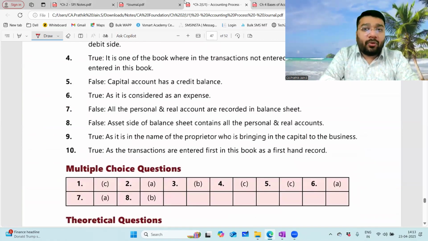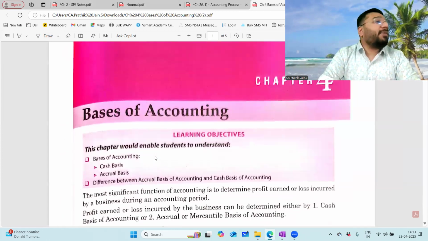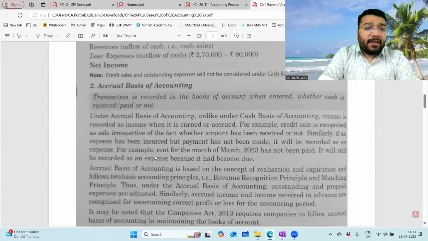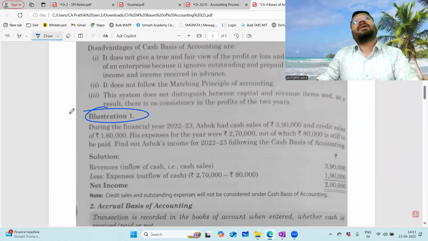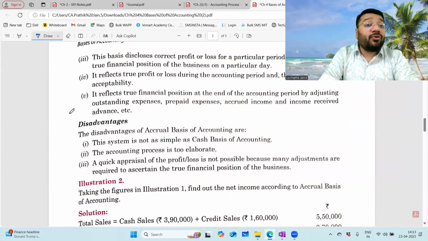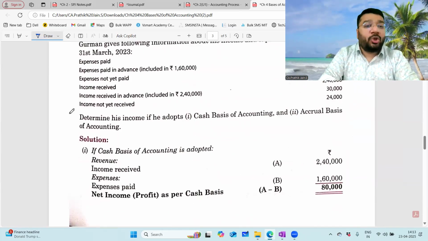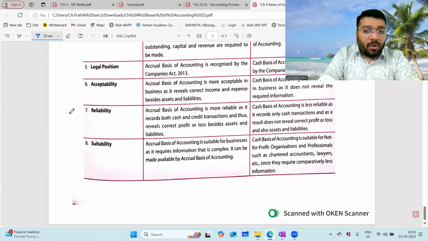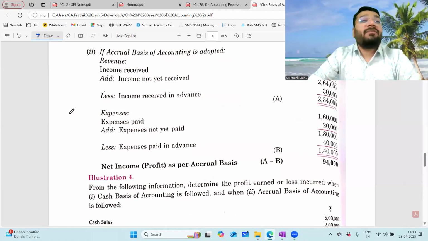Now, there's one more book that I'm going to give you, not book, PDF. This is chapter 4 of your TS Grewal book, which is called Basis of Accounting. Today morning, we learned Basis of Accounting. In this, there are a few questions. If it is cash basis, then how will you record? If it is accrual basis, then how will you record? Like that, there are a few questions based on this. I want you to take these illustrations as homework. So illustration 1, 2, 3, 4. All these 4 questions are there in this chapter, which will be homework.